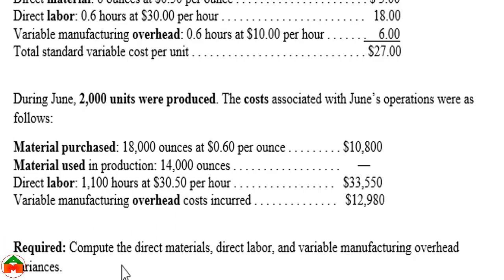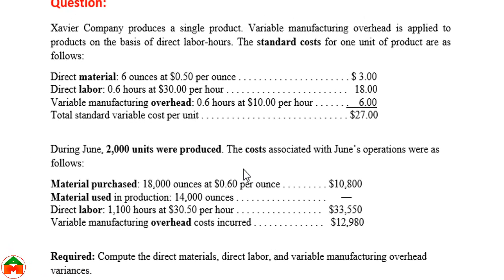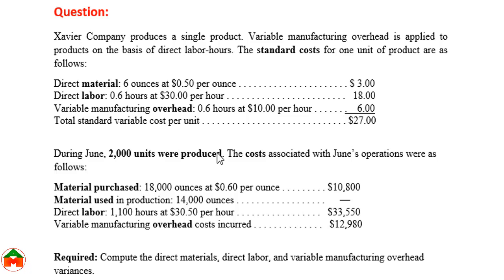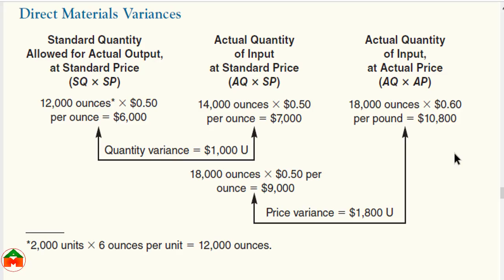Okay, so from this math we are going to calculate the direct material, direct labor, and variable manufacturing overhead variances. So this is the math. From this math we are going to find out the material variance, labor variance, and overhead variance. So let's see the solution. Again, welcome to the solution.